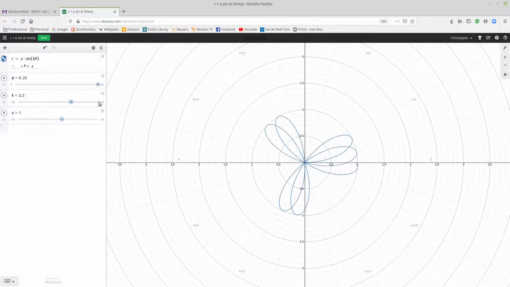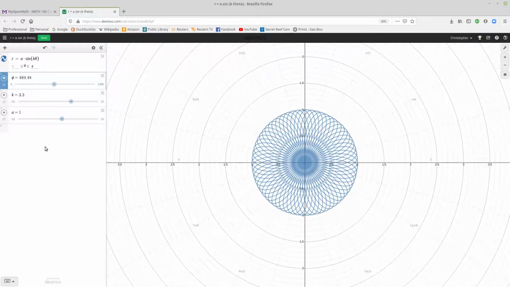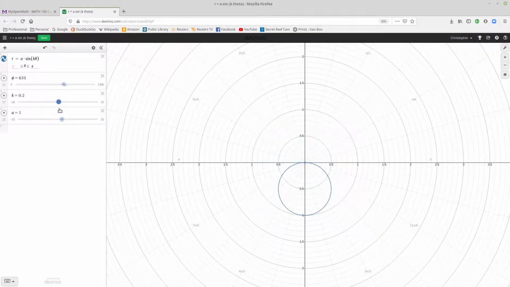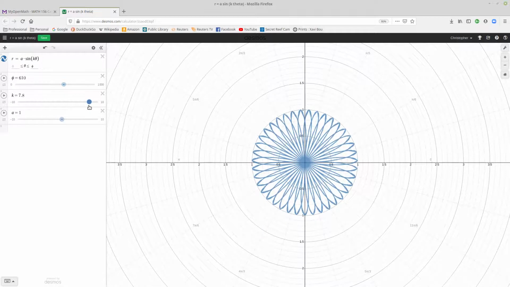Okay, what happens if I, let's say, let theta go up to, I don't know, 100 or maybe 1,000 even. That looks kind of pretty. This might remind you of a little toy called a spirograph. And so whenever I have a non-integer value of k, I can expect quite different behavior from the traditional rose. We don't call this a rose, I don't think, in that case. We have other names for it.